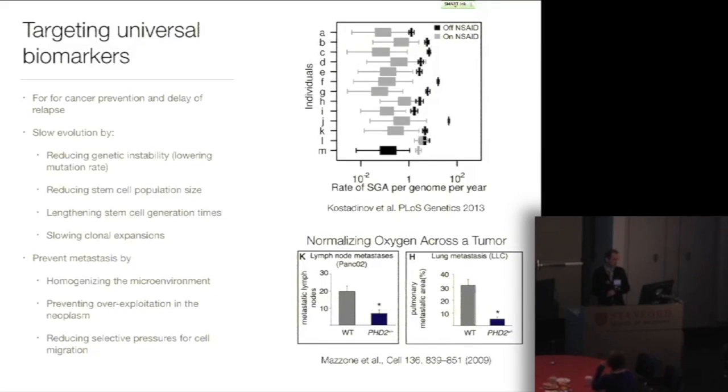Similarly, can we prevent metastasis by homogenizing the microenvironment, that is, preventing this patchiness to reduce the selection pressure for cells to move? And the figures in the lower right are not my work again, but it's a dramatic example. These mice that were PHD2 hemizygous mice actually normalized the oxygen in their tumors. You have very smooth, homogeneous distribution of oxygen in the tumors, and sure enough, the lymph node metastases and the lung metastases went way down.